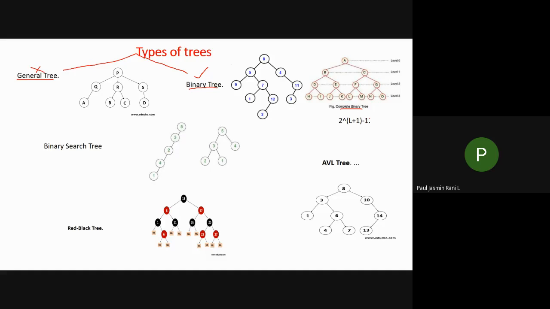If I want to calculate the number of nodes in a complete binary tree, if you know the level, this is the formula used: 2 power (L plus 1), minus 1. L is nothing but the number of levels, that is, the maximum level. For this, the maximum level is 3, so it is calculated as 2 power (3 plus 1), that is 2 power 4, then minus 1. Like this, you have to calculate the number of nodes in a complete binary tree.